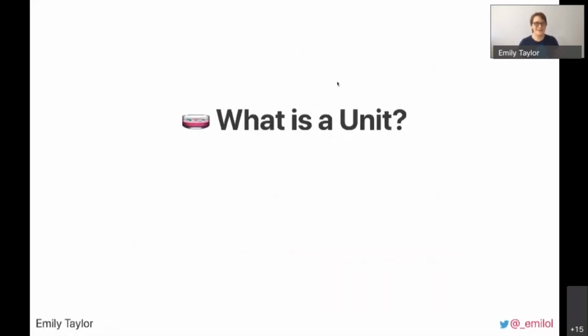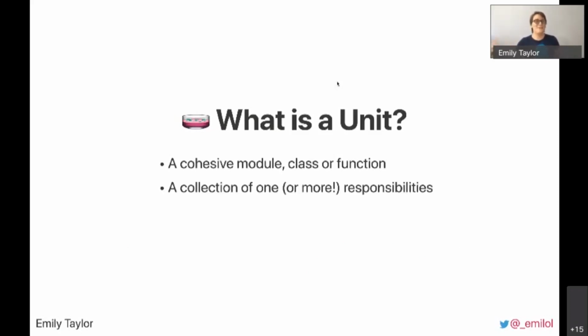So how are we all doing? We started off with this question of what is a unit. We thought we knew what it meant. Now we've looked at some sources, right? And the ground's sort of moving underneath us. So what is a unit? It's a cohesive module, a class or a function. It's a set of one or more responsibilities that should be treated as a whole. Okay, so how's this sitting with everyone? Because we're starting to challenge some really fundamental ideas, right?